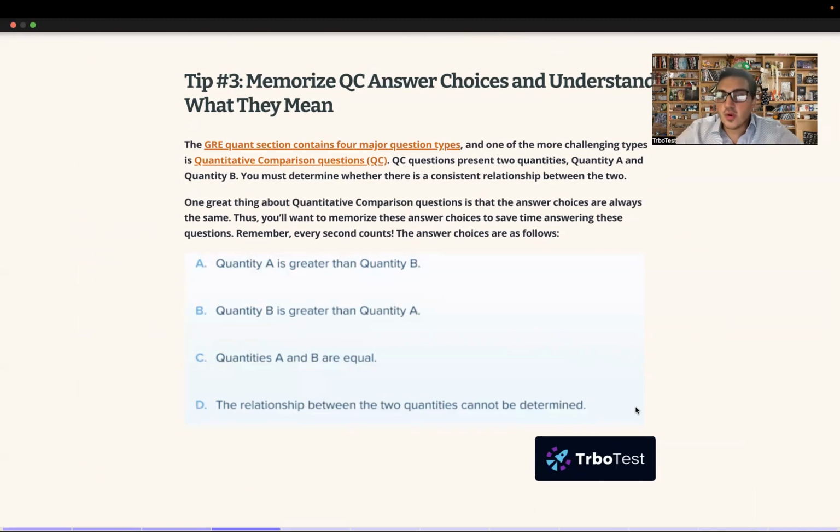One great thing about the quantitative comparison questions is that the answer choices are always the same. So you'll want to memorize these because every second counts. As you can see, letter A, rather, quantity A is greater than quantity B. Quantity B is greater than quantity A. C is that they are both equal, and D is that the relationship between the two quantities cannot be determined. Keep in mind that these answer choices will not change for this type of question.